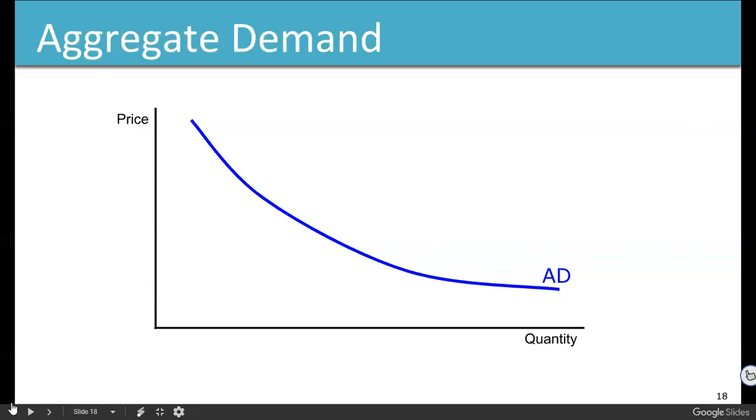So instead of talking about Dr Pepper, Sun Drop, carrots, chickens, it's stuff. If prices of stuff go up, we're gonna buy less stuff, right? If the prices of stuff go down, we're gonna buy more stuff, right? And that's what you see here.